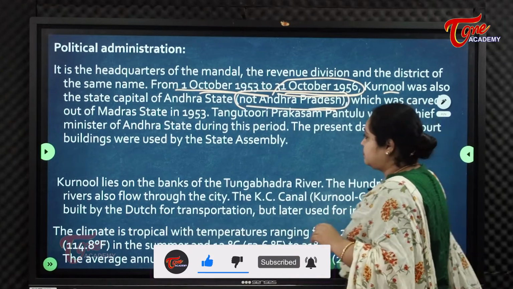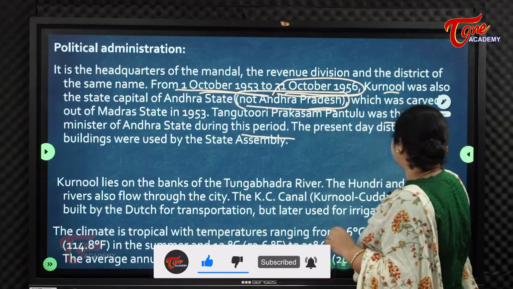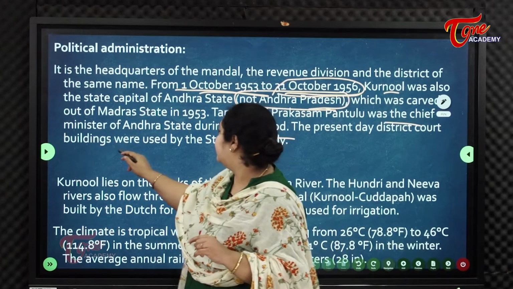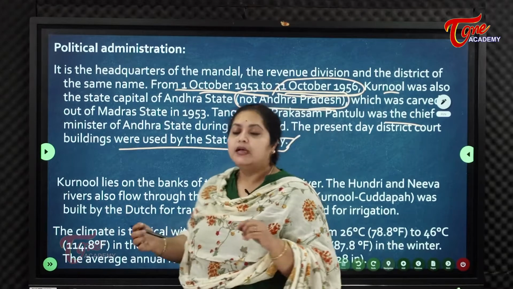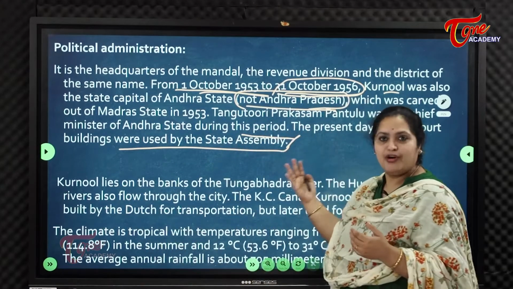So during this period of Andhra State, the present day district court buildings were used by the state assembly. So this is the history of Kurnool.